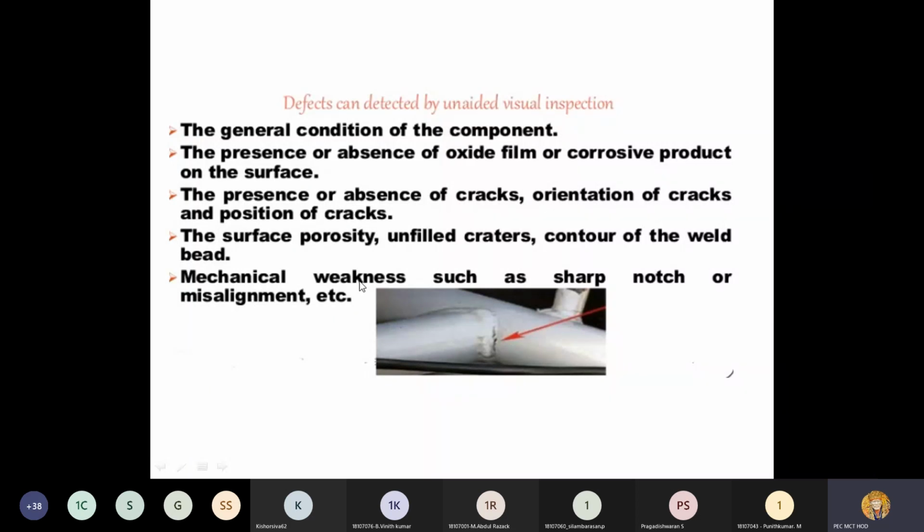And then mechanical weakness such as sharp notches or misalignments, etc. See in this image, the arrow mark shown that one notching part, அதாவது வெல்டு பண்ணியிருக்கிறாங்க. அந்த வெல்டு பண்ண இடத்துல ஒரு இடத்துல பார்த்தீங்கன்னா ஒரு நாச் in the sense means ஒரு கேவிட்டி, ஸ்மால் கேவிட்டி அதில் இருக்குது. ஸோ இதெல்லாமே நம்ம டிஃபெக்ட்ஸை நம்ம சொல்கிறோம். அன்எய்டட் விஷுவல் மூலிமா நம்ம டிடெக்ட் பண்ணிக்கலாம்.